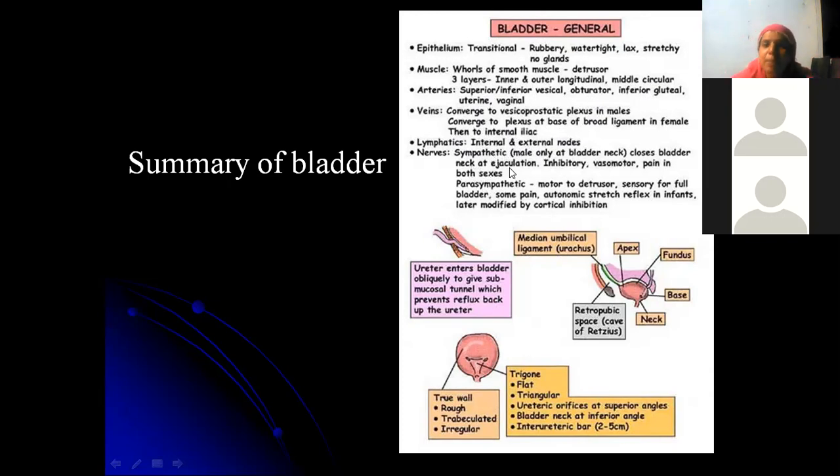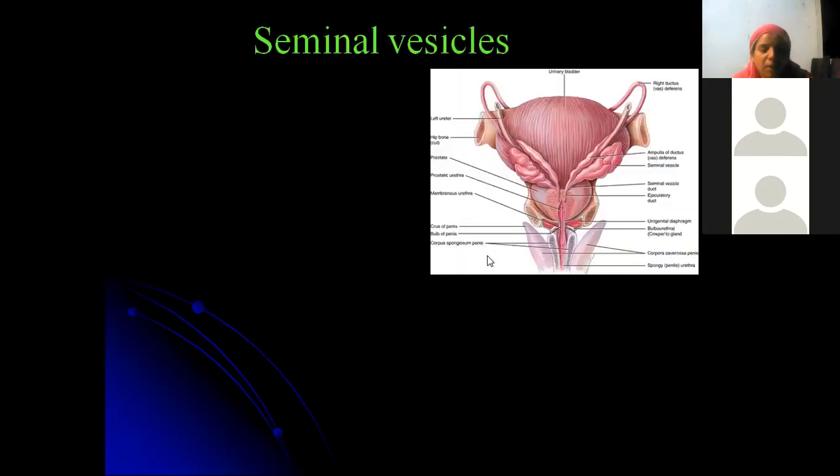Nerve supply, sympathetic, actually, like inhibitory. This is like better you read it from the physiology textbook. But Niharika, if possible, please share that photo. Okay, that's all. Seminal vesicles is a different topic.